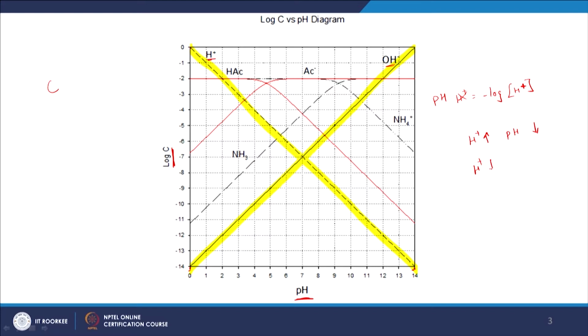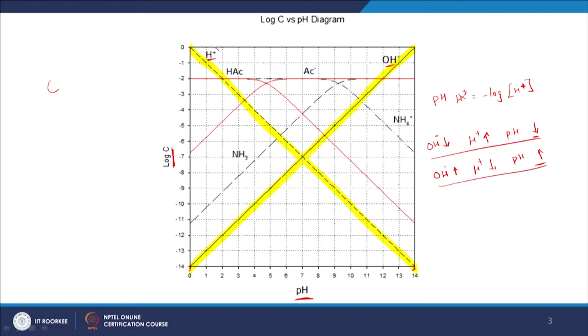As you decrease the H plus concentration, the pH is going to increase, or similarly, as you decrease the OH minus concentration, the pH is going to decrease. As you increase the OH minus concentration, the pH is going to increase. More or less the same aspect is mentioned over and over. So let us see how it changes.